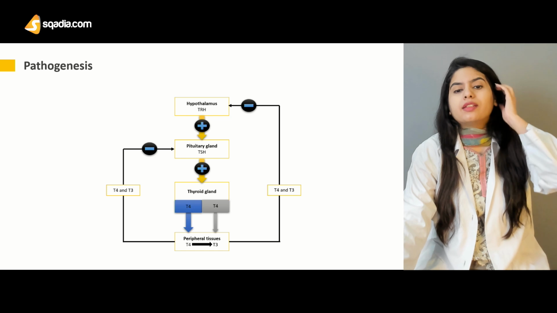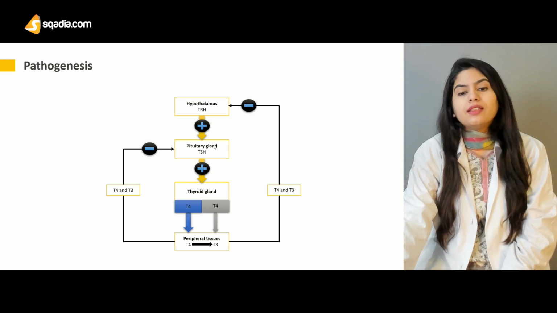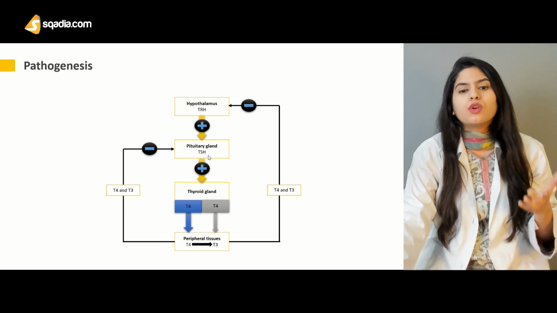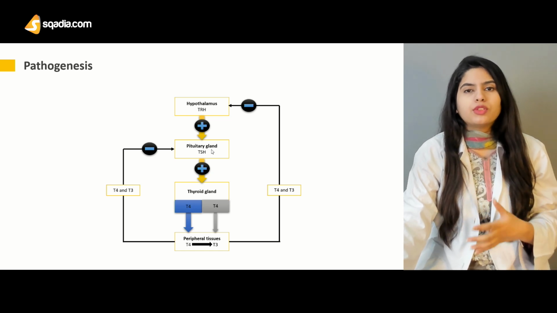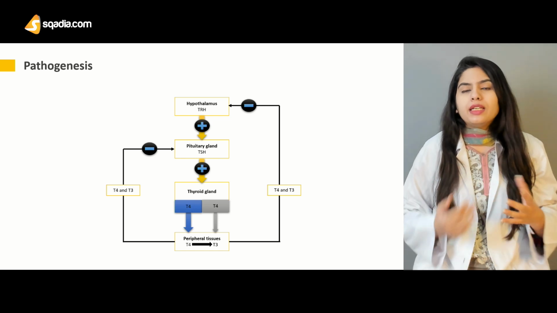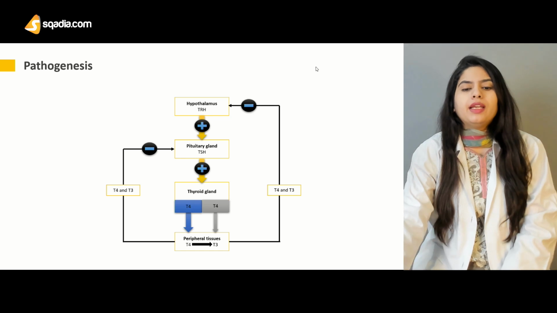Now again, TRH is normal, but there is some defect in the pituitary gland. There is a disease of the pituitary gland that is causing hindrance in the production of thyroid stimulating hormone. So thyroid stimulating hormone is not produced, and consequently the thyroid gland is unable to produce the thyroid hormone.